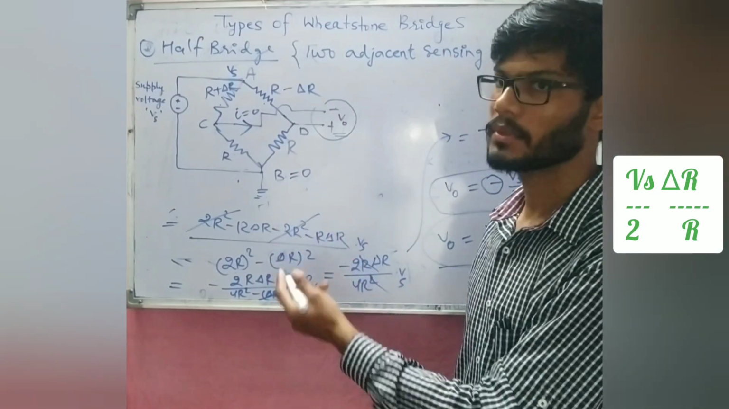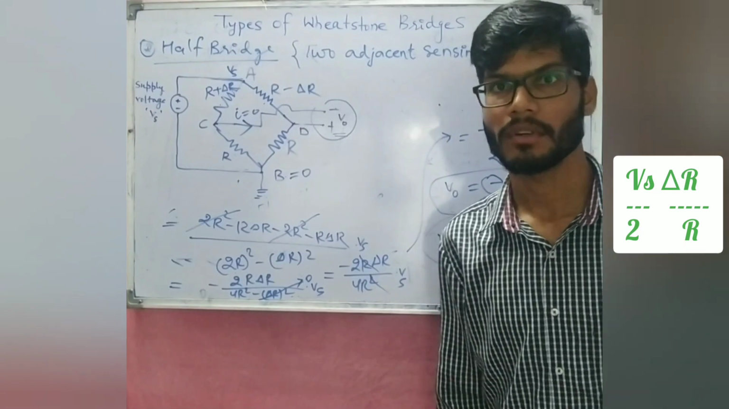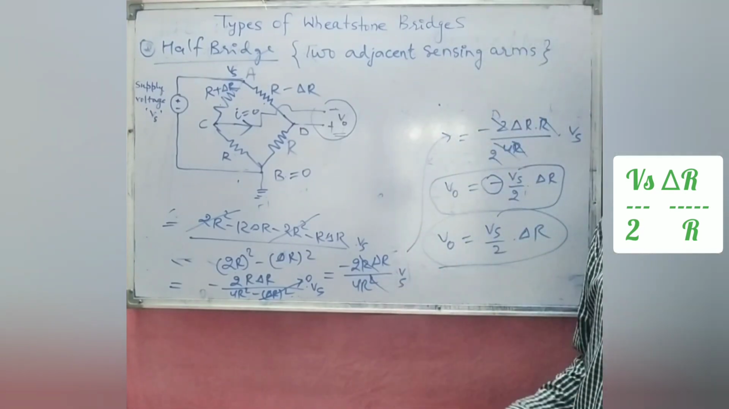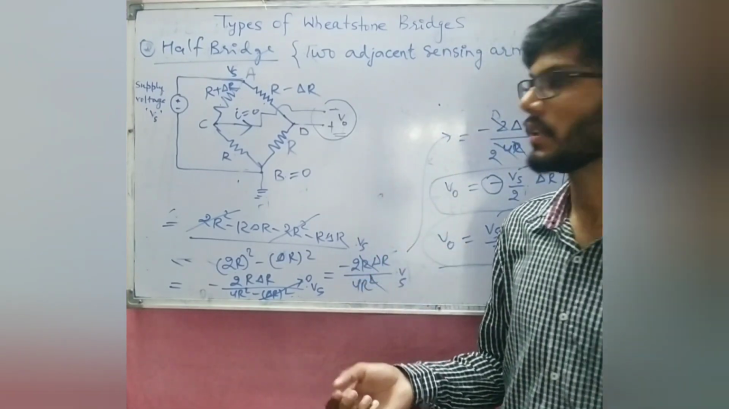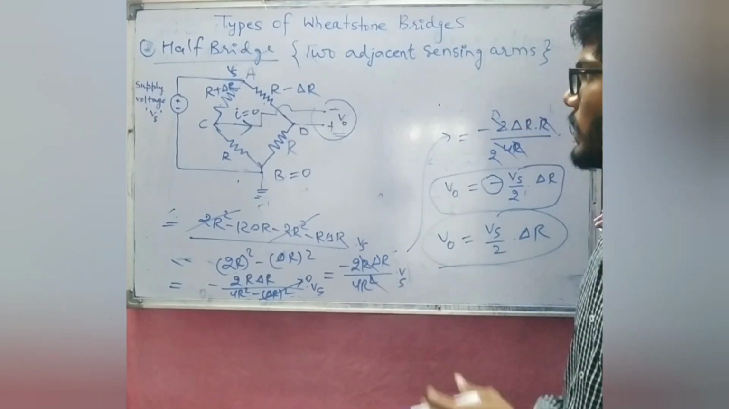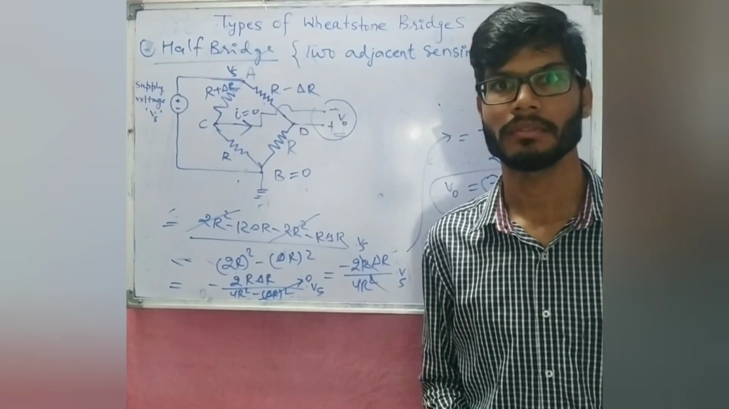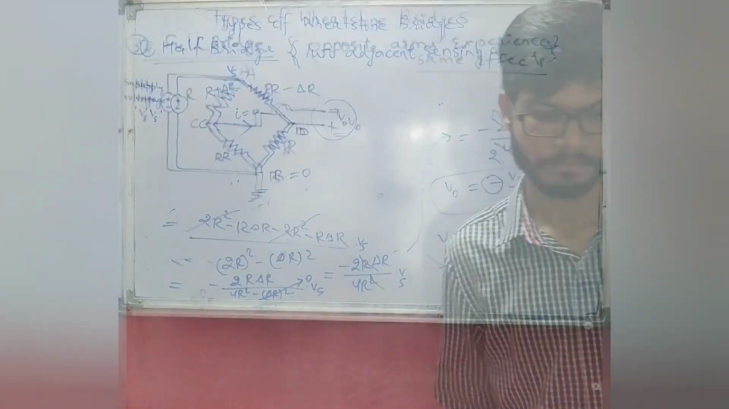If in the diagram itself it is mentioned plus, minus, you have to write the answer in the negative form, and if in the diagram itself the polarity is reversed, then you will have to write the answer in the positive form. So that's the derivation of the half bridge formula. Now we'll have a look at the full bridge configuration as well.